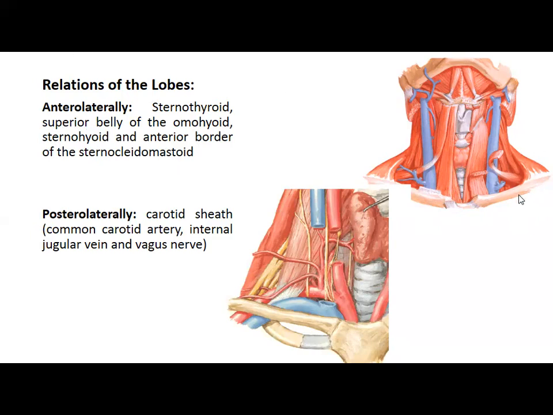So these are some of the muscles covering the thyroid gland anterolaterally. One is the sternothyroid, the superior belly of the omohyoid, the sternohyoid, as well as the anterior border of the sternocleidomastoid muscle, this muscle here. Then going to the posterior relations, we should know some very important structures.